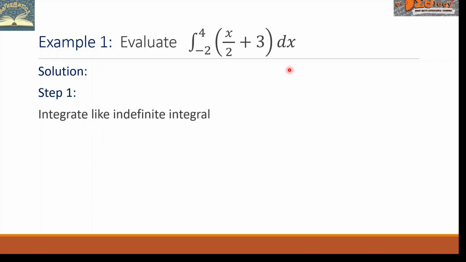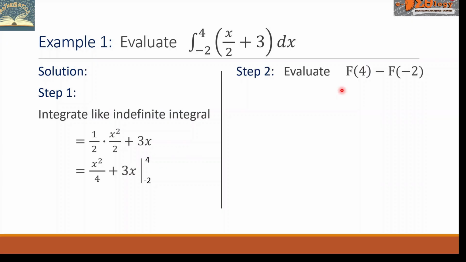For step 1, let us integrate like indefinite integral. The integral of x over 2 is 1/2 times x squared over 2 plus the integral of 3 is 3x. Then we multiply the denominators. 2 times 2 is now 4. We don't write the plus c because we will evaluate this from -2 up to 4. That is our step 2.